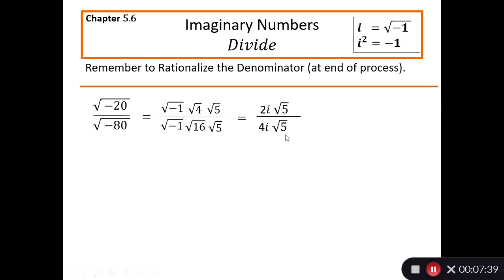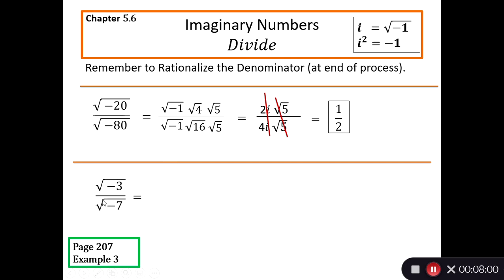Now we're going to simplify. Remember, they're all multiplying. That's the only way you can do it, because they're multiplying. The square root of 5 cancels. The i's cancel. 2 over 4 is equal to 1/2, and that's your answer. Let's go to the next one.